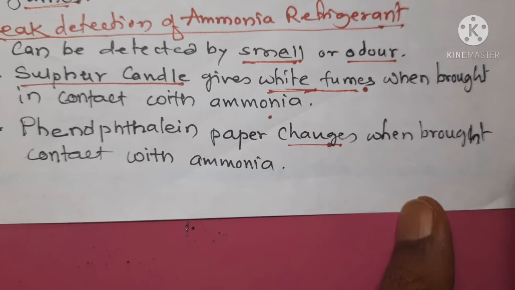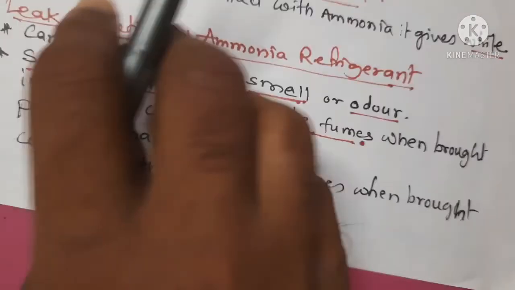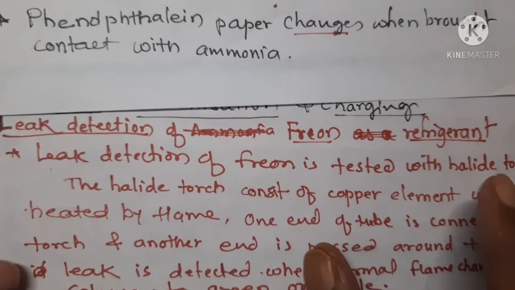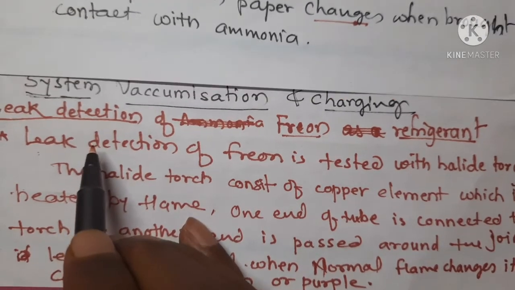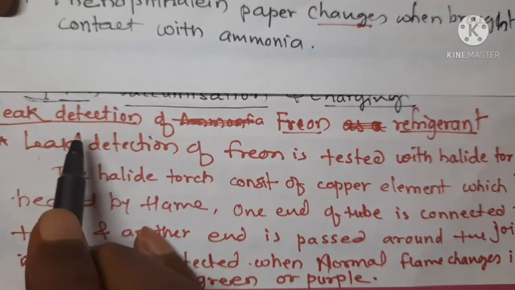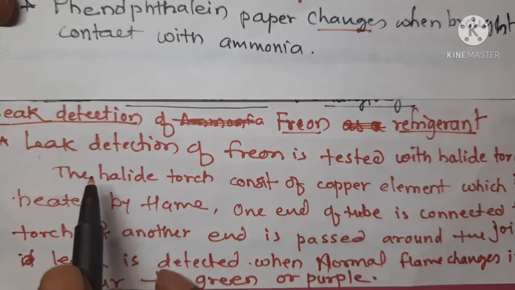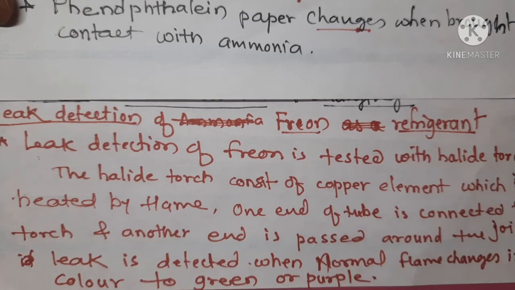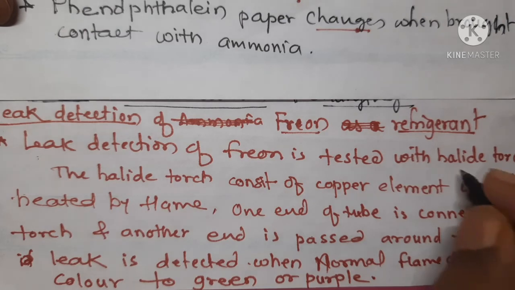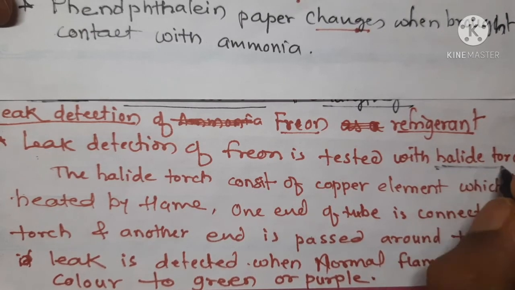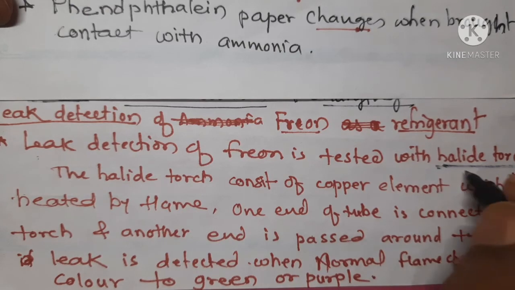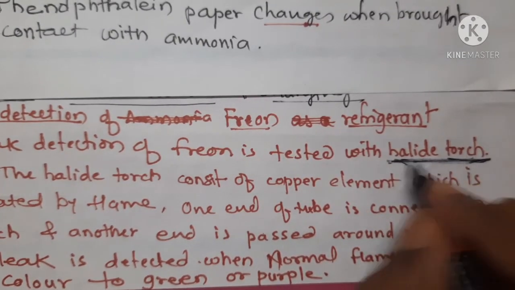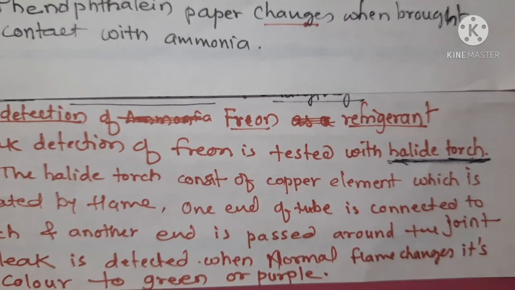So leak detection of freon. How can you find out the leak detection of freon refrigerant? Leak detection of freon is tested with the help of a halide torch. That is very important, you have to notice that. So what is used? A halide torch. A halide torch is used to find out the leak of the freon refrigerant.